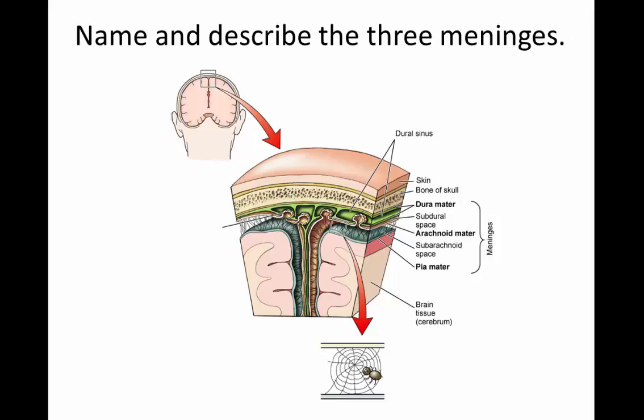Along that same vein, we have the subarachnoid space. And this is that space where we have that spider web looking material, and it is beneath the arachnoid space before the pia mater.